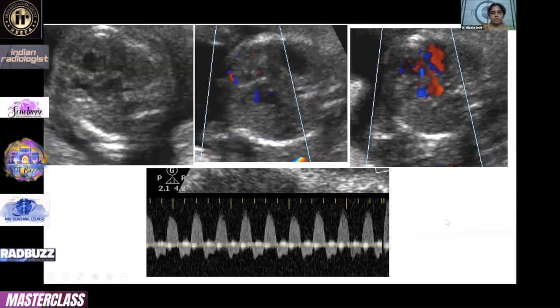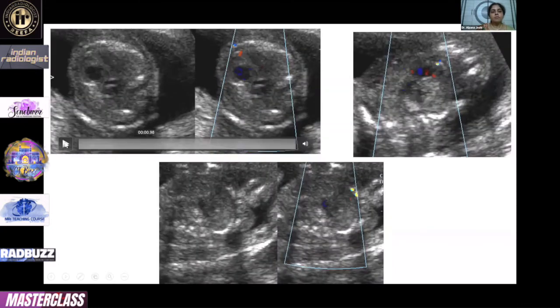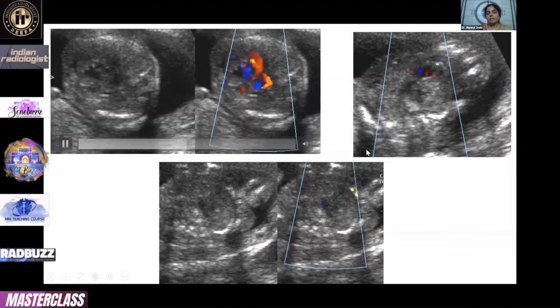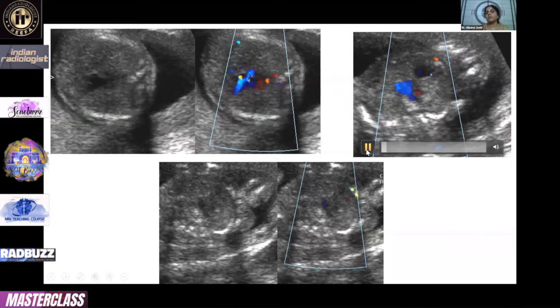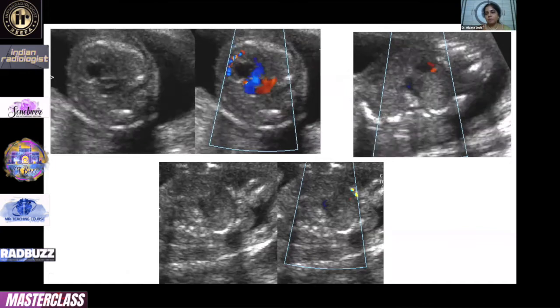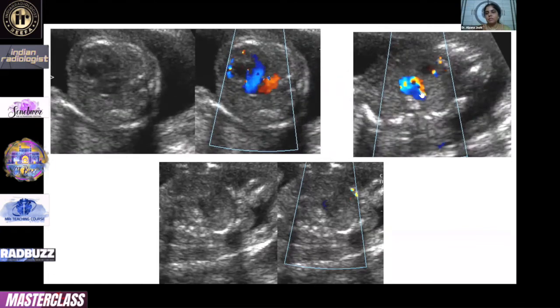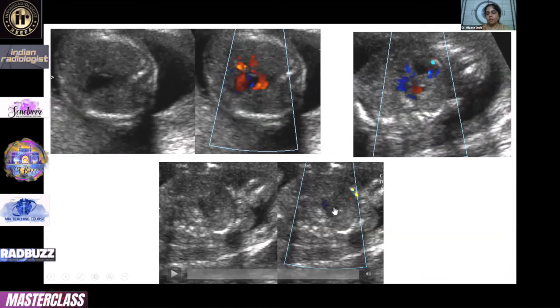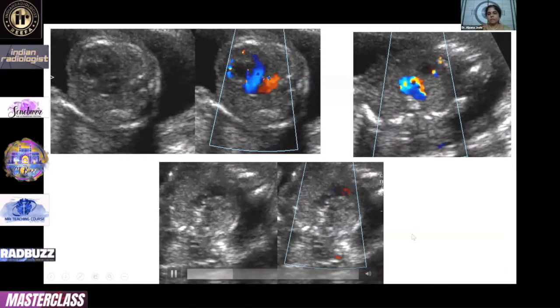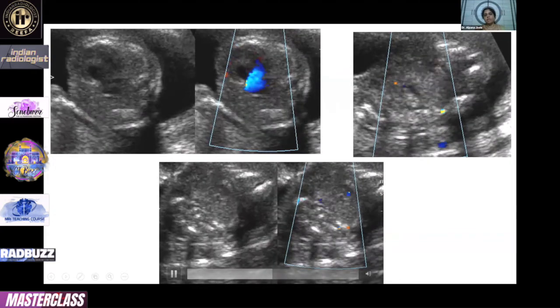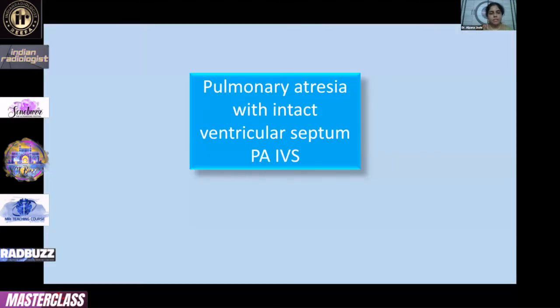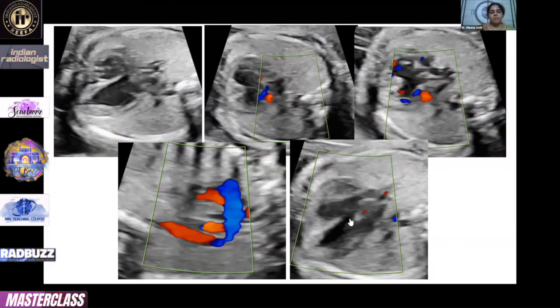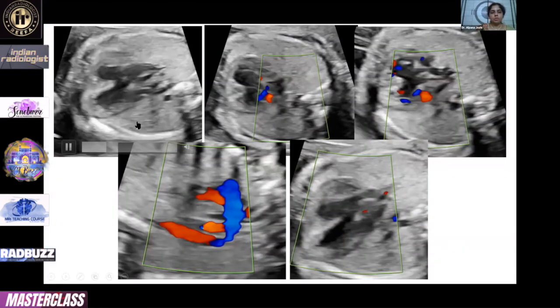So then, of course, you want to look at the outflow tracts and see that there is no communication between the right ventricle and the pulmonary arteries. And again, you can see here that there is a retrograde flow through the ductus, filling the pulmonary arteries. So this is typically a pulmonary atresia with intact ventricular septum. Now, if you see this, the 4-chamber looks normal.